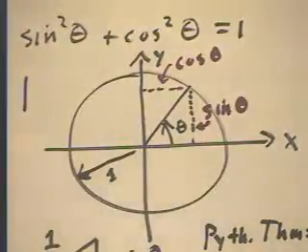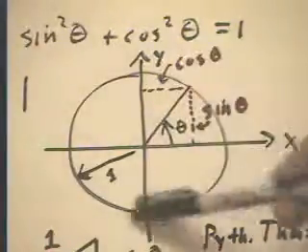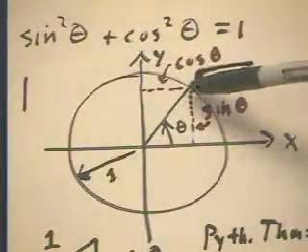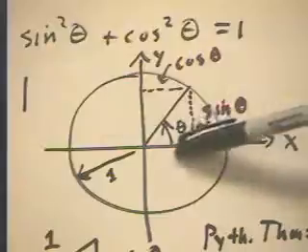Recall the circular definition of the sine and cosine functions. Cosine is the x-coordinate, sine the y-coordinate of a point on a unit circle at angle theta from the x-axis.